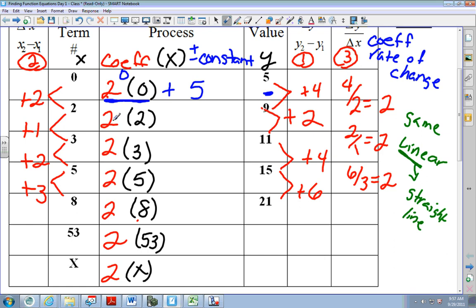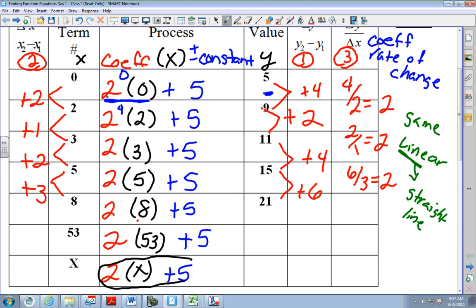So now let's look here. 2 times 2 is 4. 4 plus 5 is 9. Okay, I believe my constant is 5. So I'm going to fill this whole chart down. Now, this right here is called my rule.